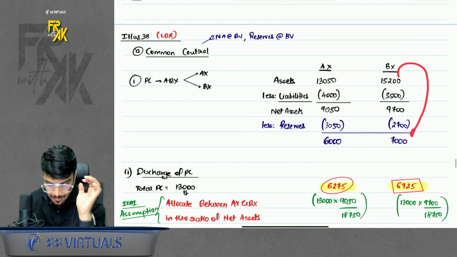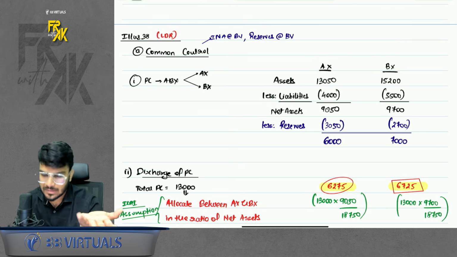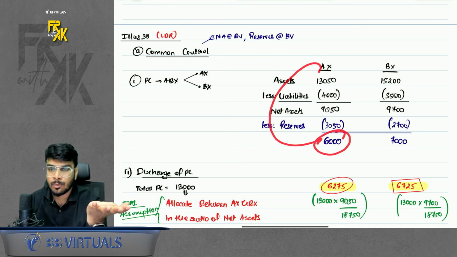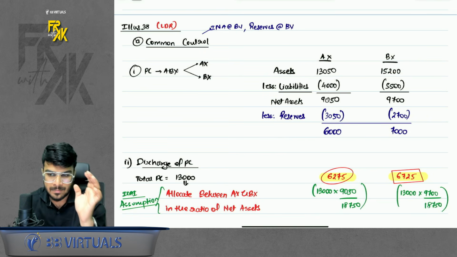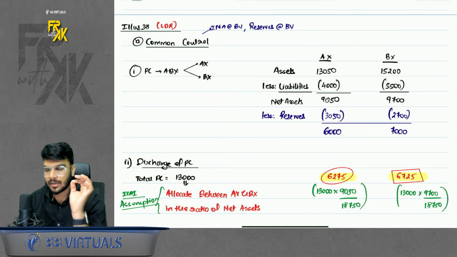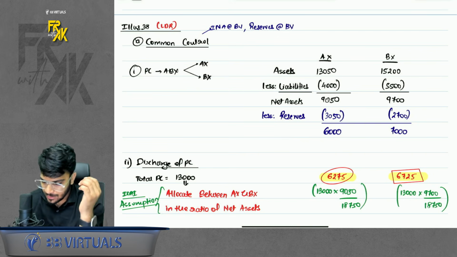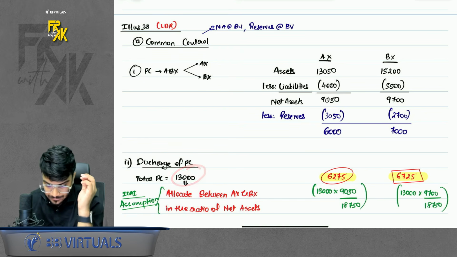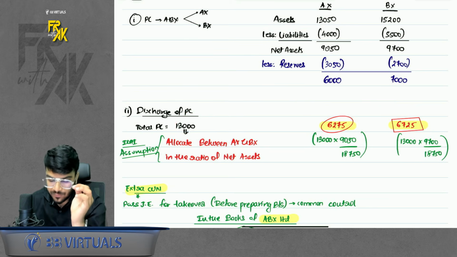Now, what is the meaning of discharge? Discharge means how much PC you will give to AX and how much PC you will give to BX. Normally we would say give 6,000 PC to AX and 7,000 PC to BX. But this is not how it has been solved by ICAI. They found this PC, totaled it up, and the total comes to 13,000. Then they allocated this 13,000 between AX and BX in the ratio of net assets.